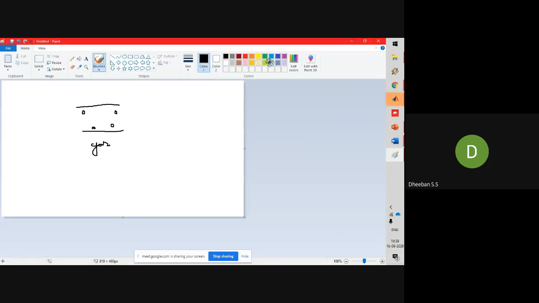The same thing, if you are moving to a liquid: in a liquid it is somewhat loosely packed. The distance between the two atoms will be somewhat loosely packed. So this is your liquid.